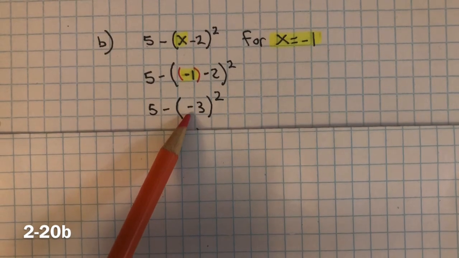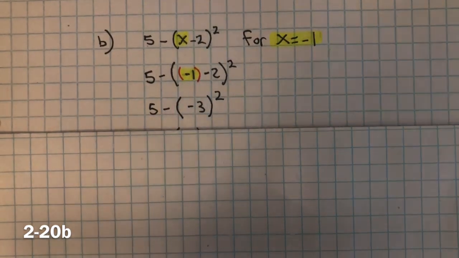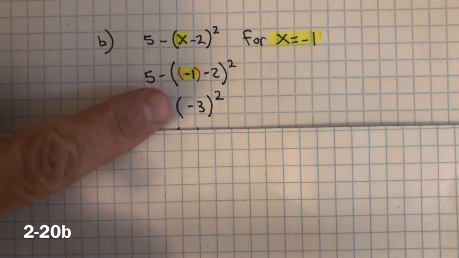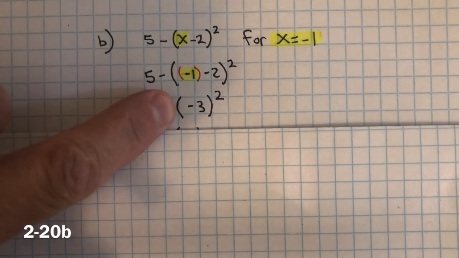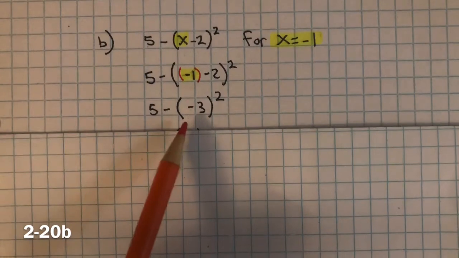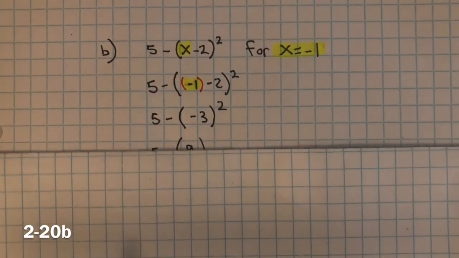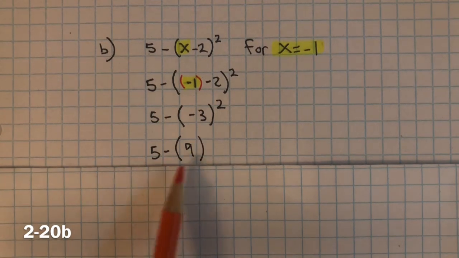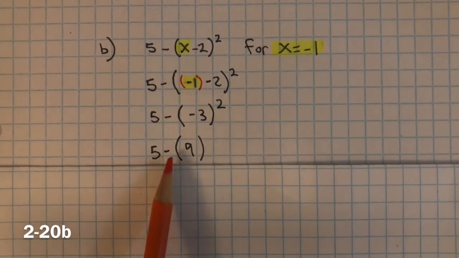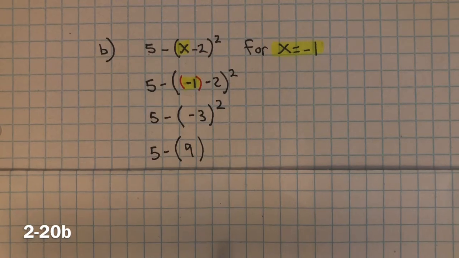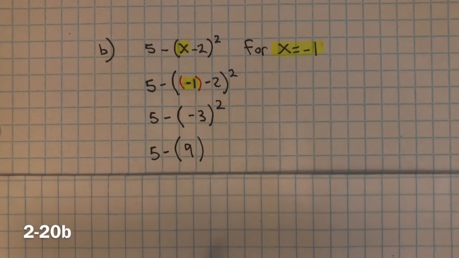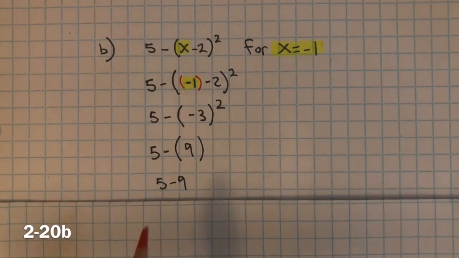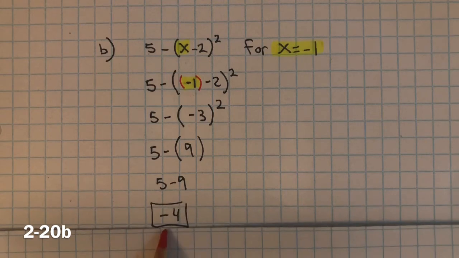Now we do exponents. This one has a parenthesis shield, so this means it's going to be negative 3 multiplied by negative 3, which equals a positive 9. And now we have 5 minus 9. We have more negatives than positives, so you know it's going to be a negative. Signs are opposite, so you'll subtract. 9 minus 5 is 4. So we have negative 4.